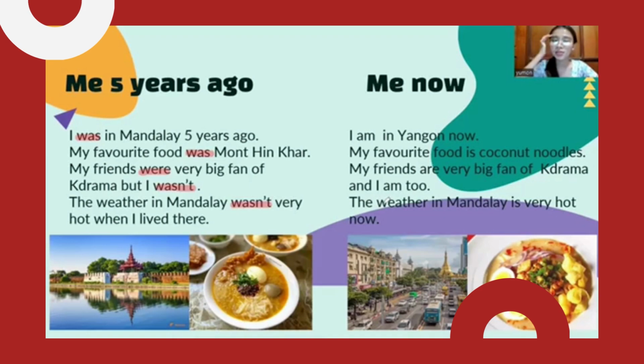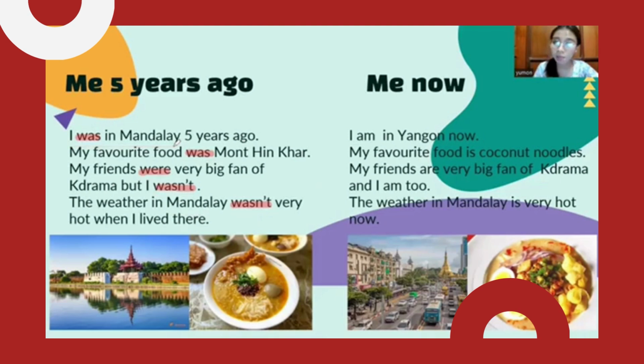Okay, so do you see the words that are highlighted in the sentences about myself 5 years ago? Yes, so we have I was, okay, my favorite food was, my friends were, I wasn't, the weather in Mandalay wasn't. So we use past simple be to talk about the events in the past. So for example, like the places in the past, like I was in Mandalay. Mandalay is the place, right?